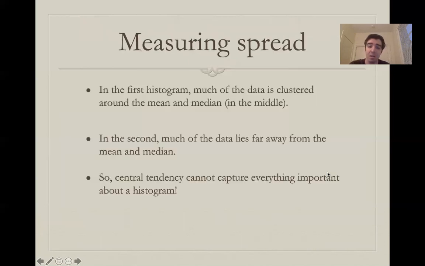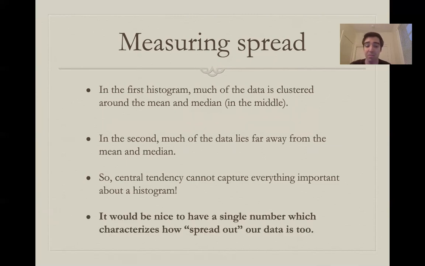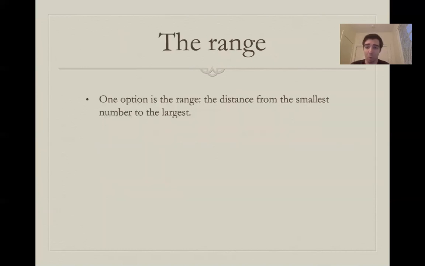Right? Central tendency, therefore, can't capture everything about a set of data. Although it accurately captured the centrality of each of these histograms, it didn't really give us any inclination about what the actual level of spread was. Is it really clumped together in the middle, or is it really spread out? Right? So our goal with coming up with a measure of spread is to find another single number which can tell us how spread out our data is. Okay, so that's the quest we're going to go on.